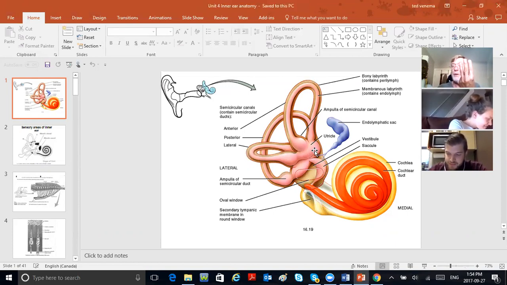And the third part of your vestibular system is these three semicircular canals. So you have the utricle, the saccule, and the three semicircular canals. Those three parts make your vestibular system of the ear. Now the utricle and the saccule, what are they good for? What do they do? The utricle and the saccule help you tell linear acceleration.